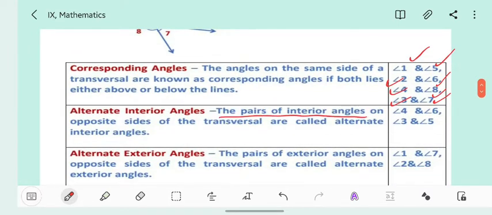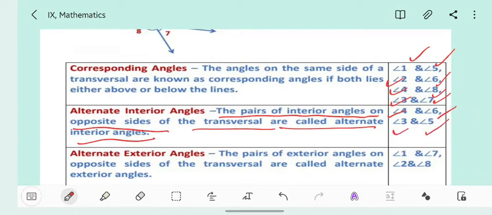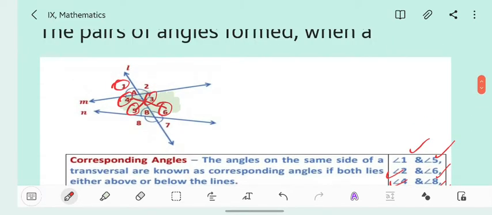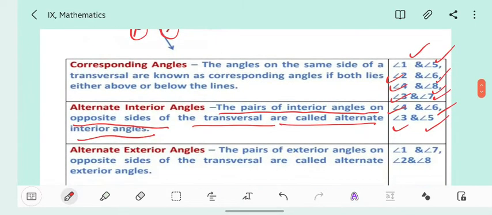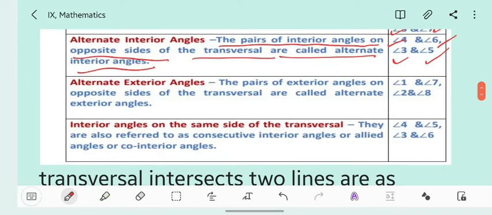The pair of interior angles on the opposite sides of the transversal are called alternate interior angles. So angle 4 and 6, 3 and 5. About the exterior, alternate exterior: 1 is alternate to 7 and 2 is alternate to 8. So these are opposite to each other, 1 and 7, 2 and 8. That goes with alternate exterior angles.